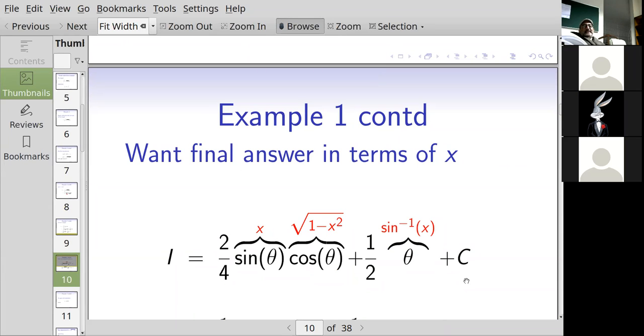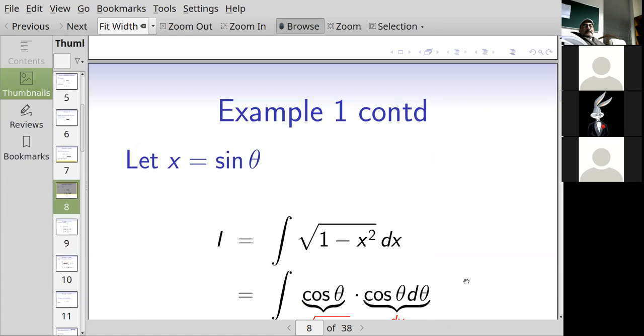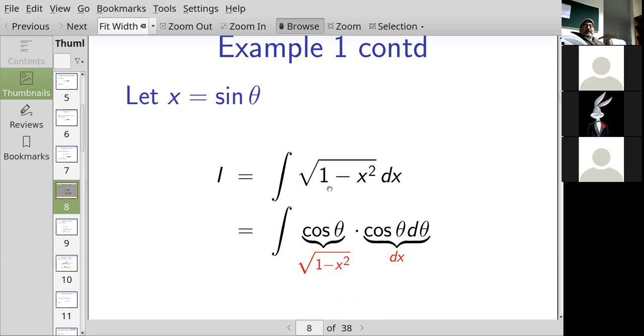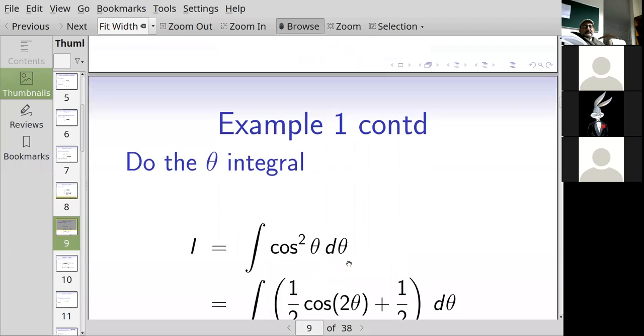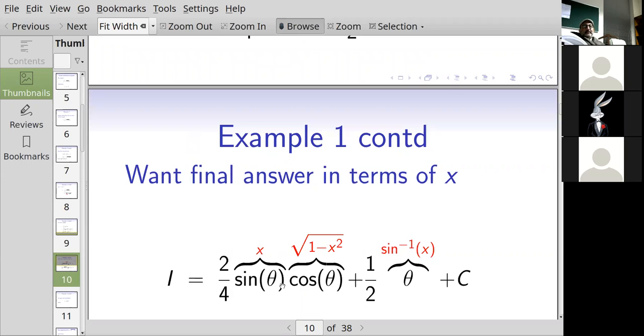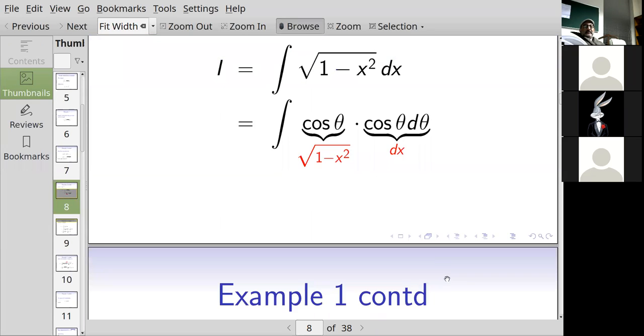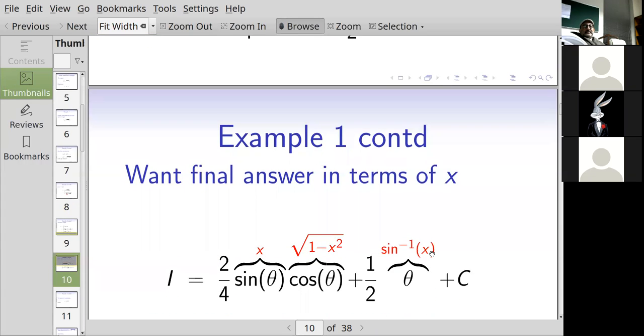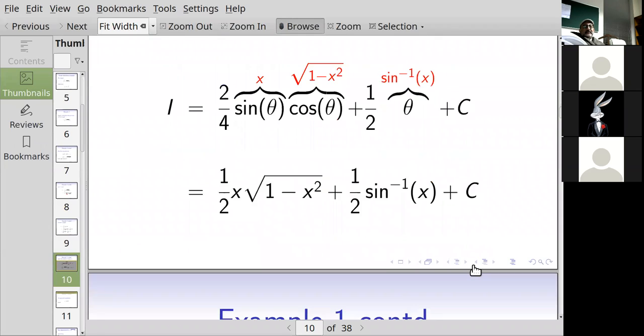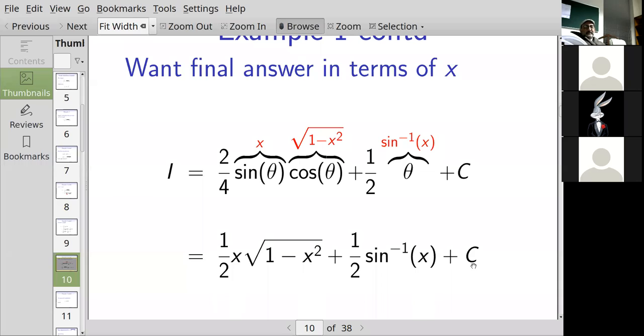Now, how can I replace x? Well, way back when I said let x equal sine of theta. So that replaces my x. And I already found that root of 1 minus x squared was cos theta. So I replace sine theta by x. I replace cos theta by root of 1 minus x squared plus 1/2. Now, if x was equal to sine theta, then theta was equal to the inverse sine of x. So I can replace theta by the inverse sine of x, and that gives me my final answer.